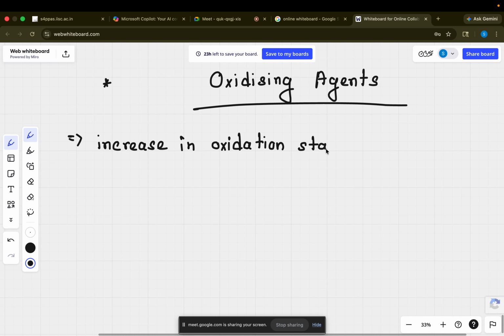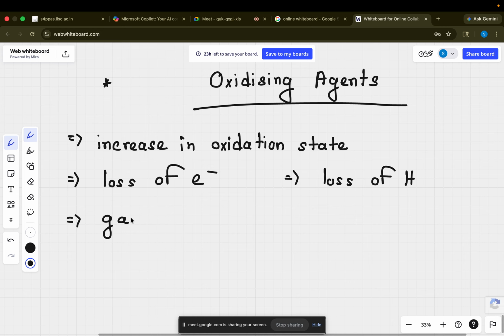Okay, these are just the basic definitions. Oxidation is an increase in oxidation state, or I can say loss of electron, or loss of hydrogen, or gain of oxygen. So these are the four things you have to know, or you can actually remember. Oxidation means an increase in oxidation state, loss of electron, loss of hydrogen, gain of oxygen.